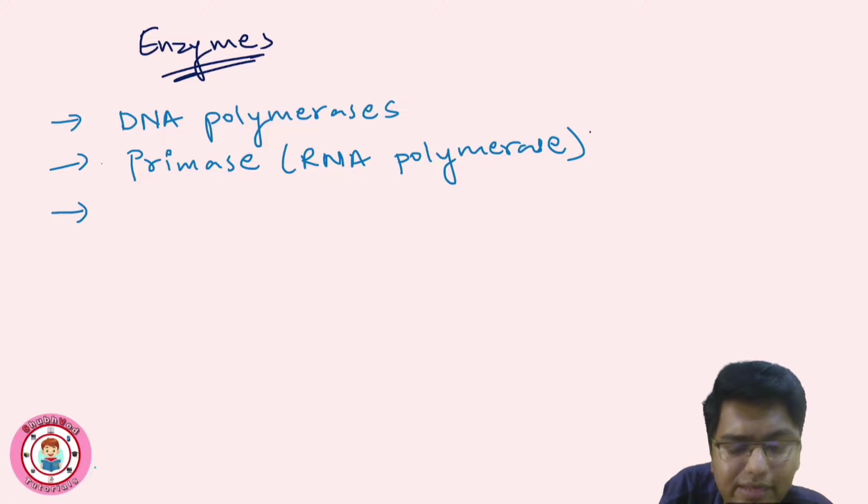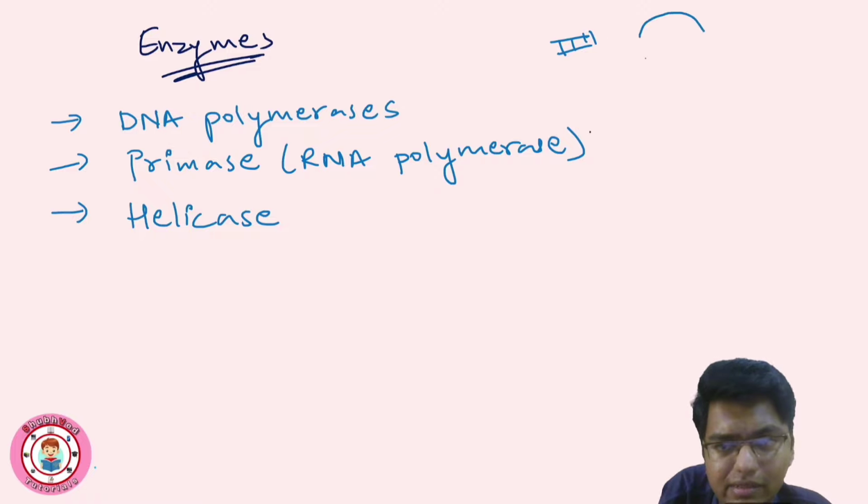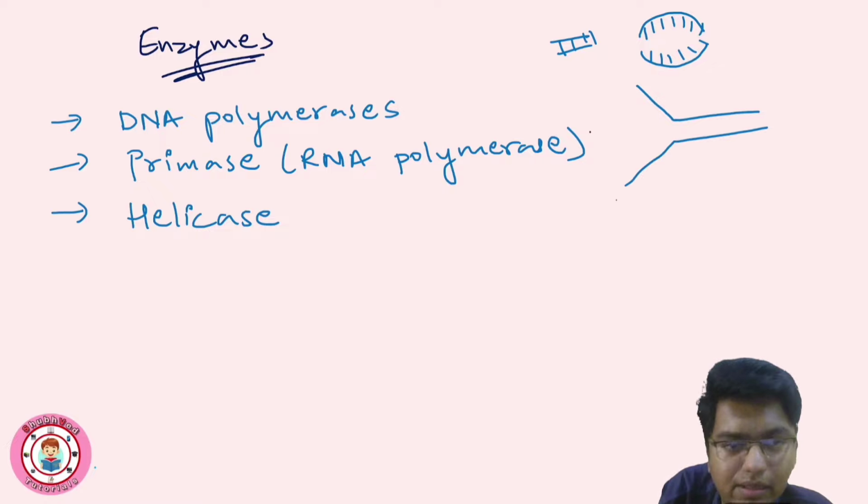Then the third important enzyme is helicase, also called DNA helicase. The helicase function is unwinding of DNA. As I said, firstly the two DNA strands are bound to each other, then it causes a bulging, a bubble, and the bonds are broken. This takes place because of helicase, as well as the formation of the replication fork.